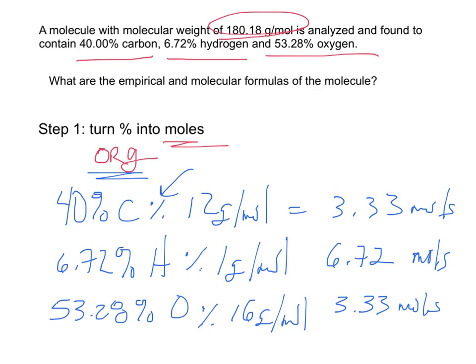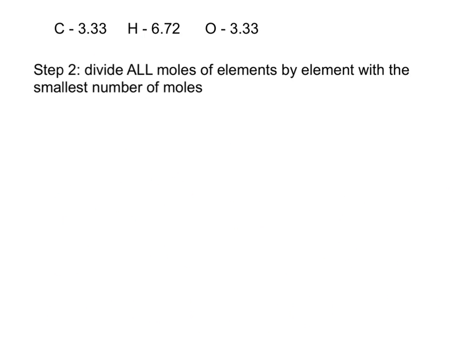Now let's go on to step two. Amount of moles, which I showed back up here at the top. Now what I want to do is look at those and find which element has the smallest number of moles. Here, both carbon and oxygen have the same number, but if one of them was smaller, that would be the number I'd use. Since they're both identical in the smallest, that's what we're going to use.